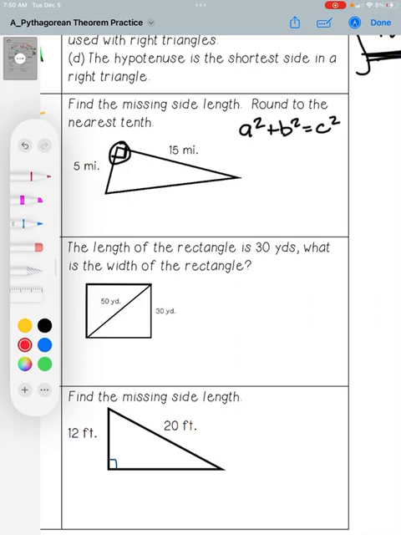Because I have a right triangle with a missing side, I can use this formula. Now I'm filling in what I know. The side length 5 does touch the right angle, so I can use it for A. So instead of A, I'll use 5. This side length is 15. It also touches the right angle. So instead of B, I'll use 15. And then that equals the thing that I don't know, which is the side across from the right angle, C.